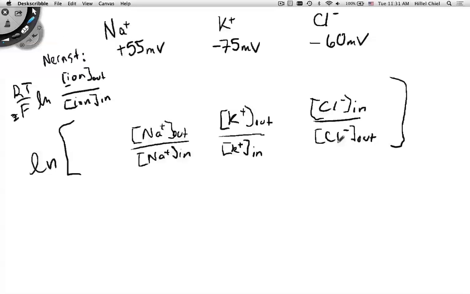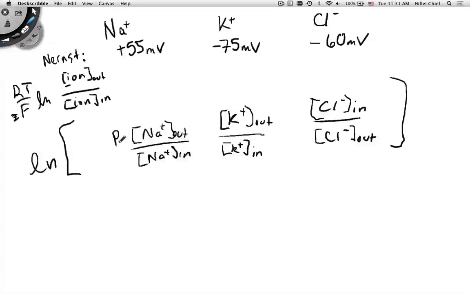Good. So we have the pieces, the players, and now we have to weight them by the permeability. So what do we do? We want this to be weighted so that, let's think theoretically, if we had just sodium, with a high permeability, and the potassium and chloride had no permeability, we'd want the membrane to end up resting at the Nernst potential. So we want the whole thing to reduce back to that.